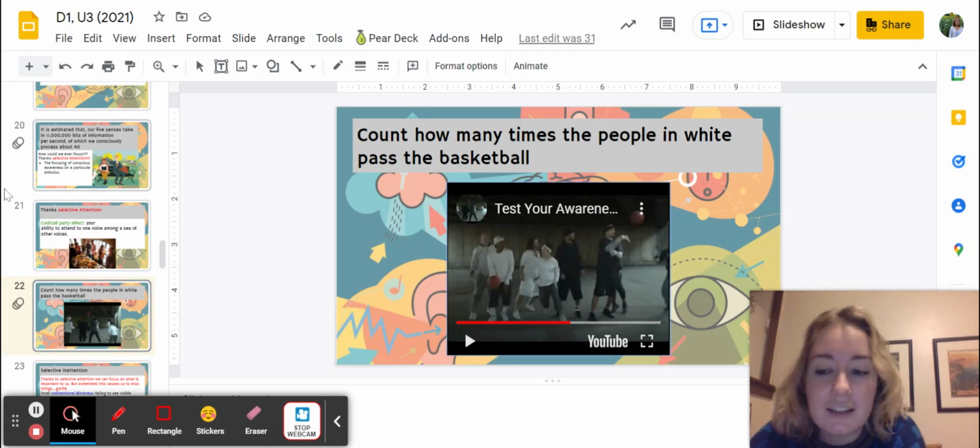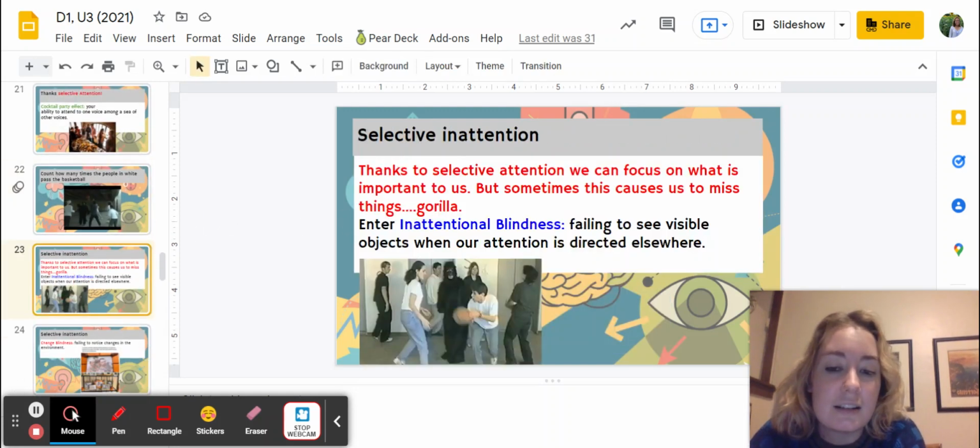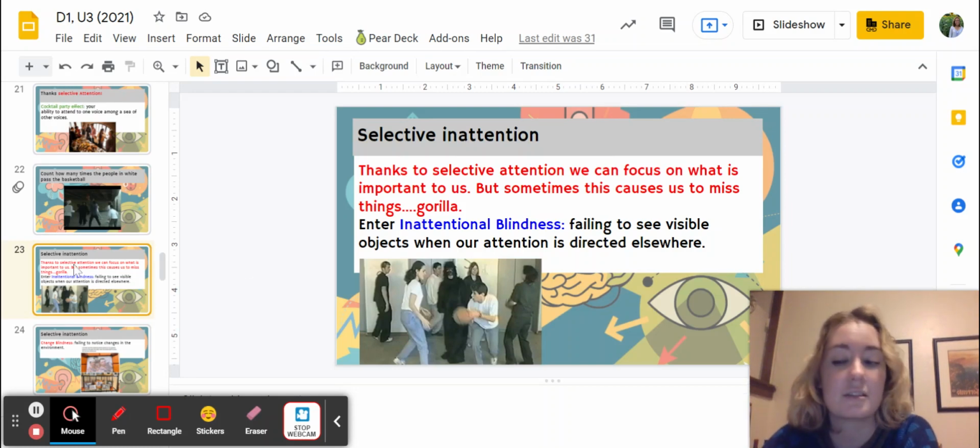So selective attention is good, but it can also cause some problems. And what we see here is a term called inattentional blindness. This is where we fail to see visible objects when our attention is directed elsewhere. So again, selective attention is a good thing, but sometimes we run into problems when we're too focused on something and we miss out on other things. So that's inattentional blindness: failing to see visible things that are actually in our active stream of vision, but we don't actually register them because our attention's directed elsewhere.